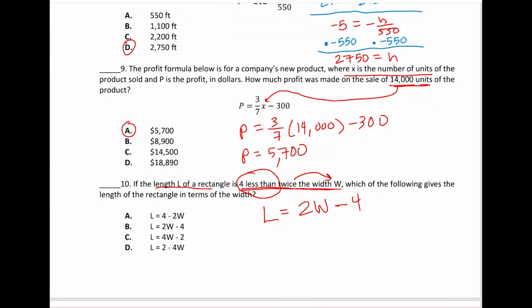Okay, again, if you start with 2W and you have 4 less than that, you're going to take away 4. So this whole less than thing is really the only phrase that you really got to be careful with, because it's going to read as though it's 4 minus 2W. But whenever you see like some number less than something else, that means you're actually subtracting that initial number. So here it'd be like 2W minus 4. So our answer is B.